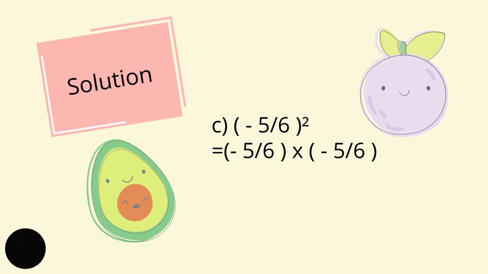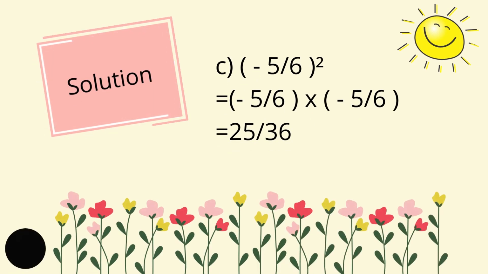C, bracket negative 5 over 6 close bracket squared. The same thing, we have to break it out, and it becomes bracket negative 5 over 6 multiplied by bracket negative 5 over 6. Negative 5 times negative 5 equals 25, because negative times negative gives a positive answer. Same goes for negative 6. Negative 6 multiplied by negative 6 is 36. So 25 over 36 is the final answer.